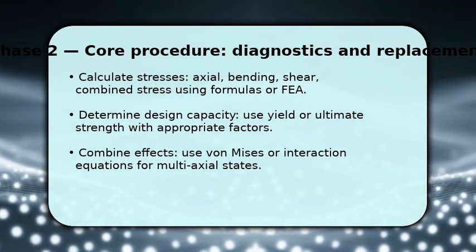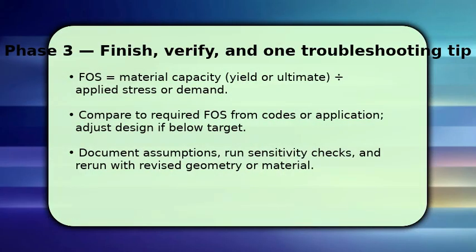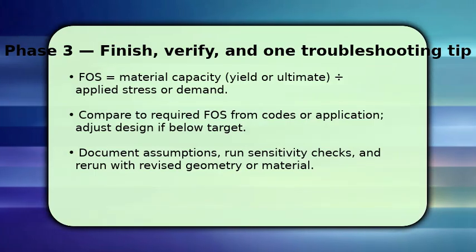You finish by dividing capacity by demand. Factor of safety equals the selected material strength divided by the applied or combined stress. If you used yield, explain why. If ultimate, justify plastic behavior assumptions.